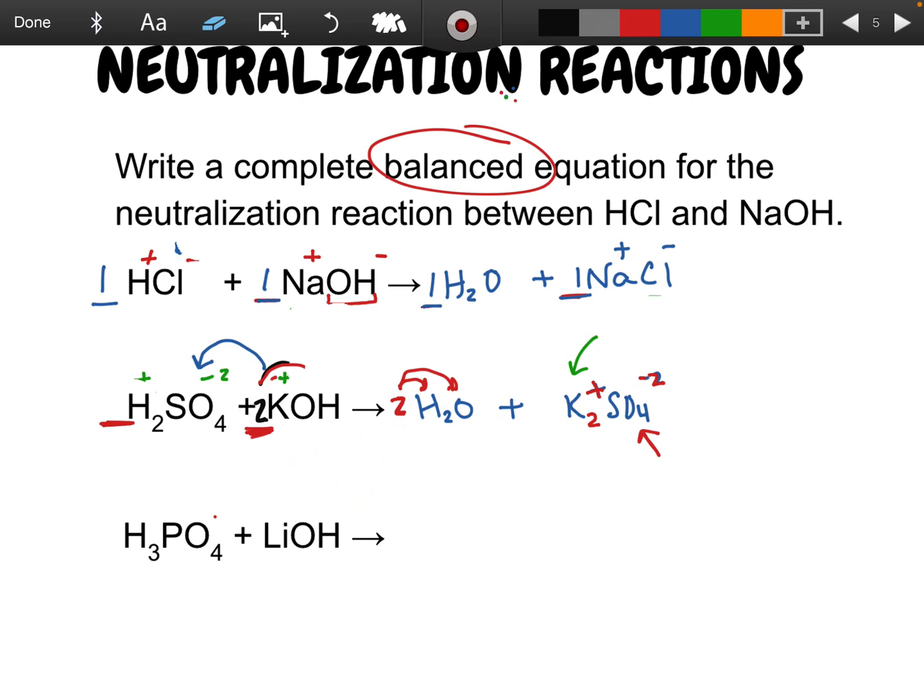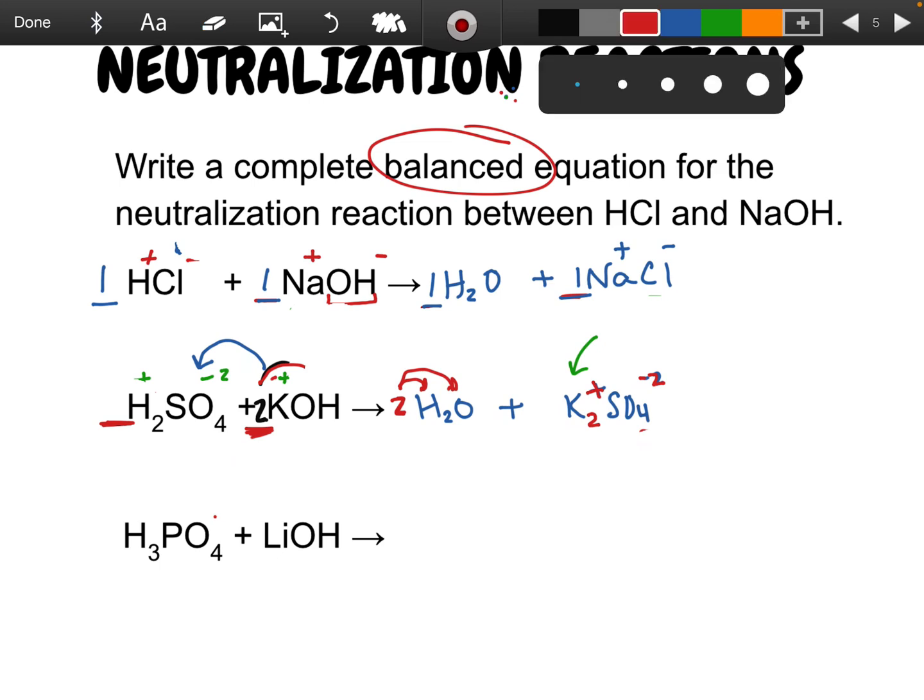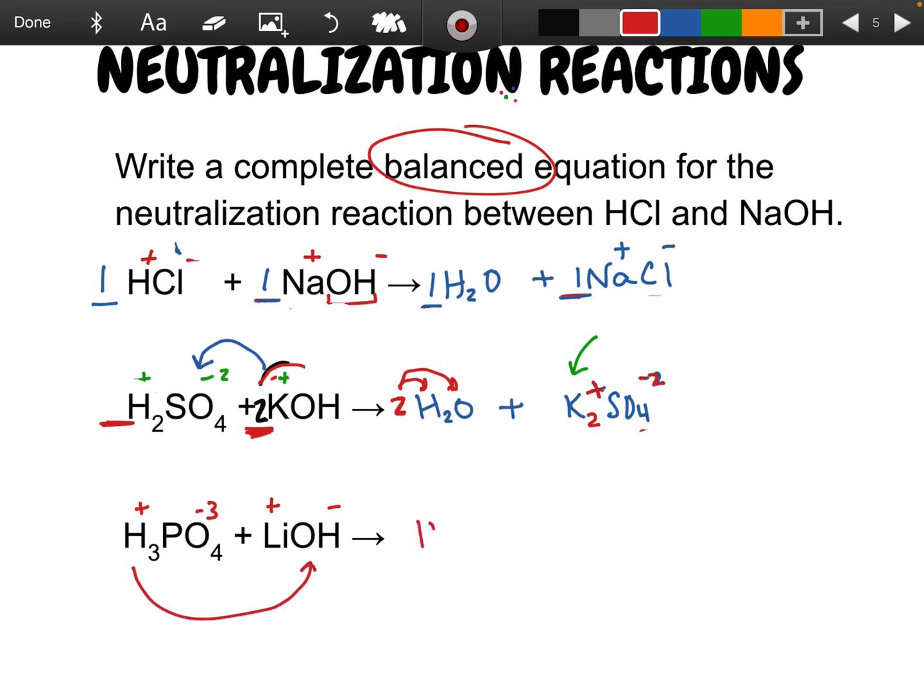Erase this to give me some more space for the next one. All right, so again, I would add my charges. So hydrogen is +1, phosphate is -3, lithium is +1, and hydroxide is -1. So the H and the OH is going to combine to form my water. And then the salt will be a combination of lithium and phosphate.